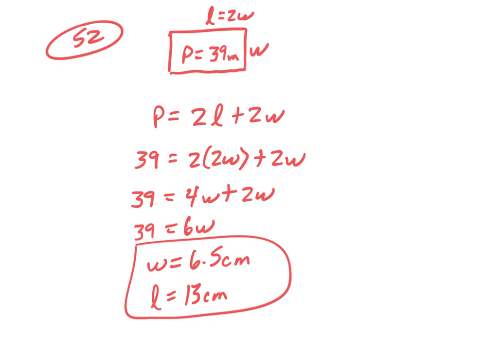As I talked about at the beginning of the lesson, we could check it. If you're not sure, does this make sense? Does it work? Plug 6.5 and 13 in for your dimensions. 13 plus 6.5 plus 13 plus 6.5 should add up to be 39. And if it doesn't, then we've done something wrong.